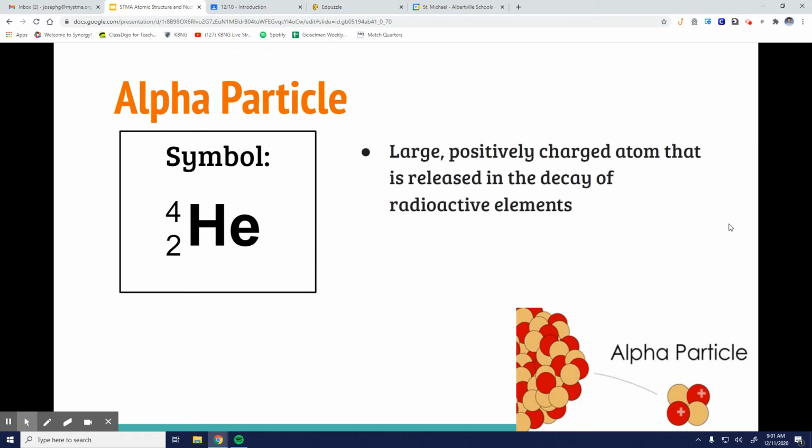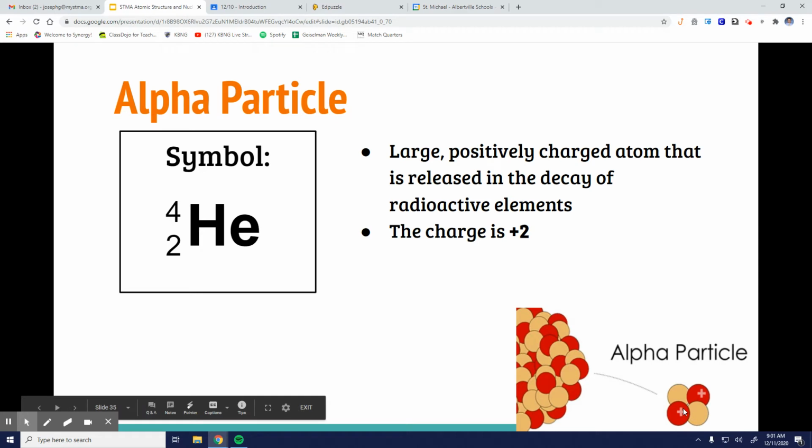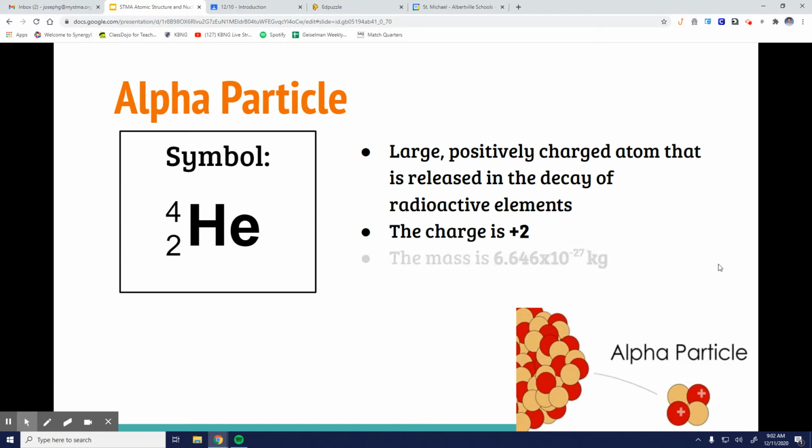So the alpha particle is a large positively charged atom that is released in the decay of radioactive elements. When an alpha particle is released, what we're really releasing is a helium atom without electrons. Helium has 2 protons and a mass number of 4, meaning it also has 2 neutrons. The 2 protons are here in red, the 2 neutrons are here in yellow. That positive 2 charge means it's going to be positive because there are no electrons to balance that out. It has a mass of approximately 4 AMUs, right? And this one is going to be stopped by a sheet of paper.